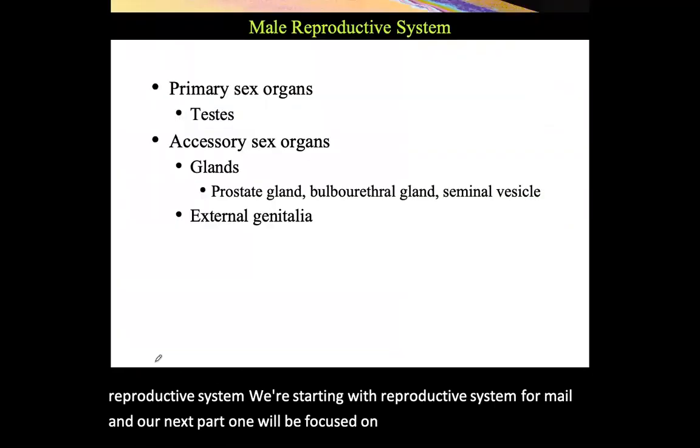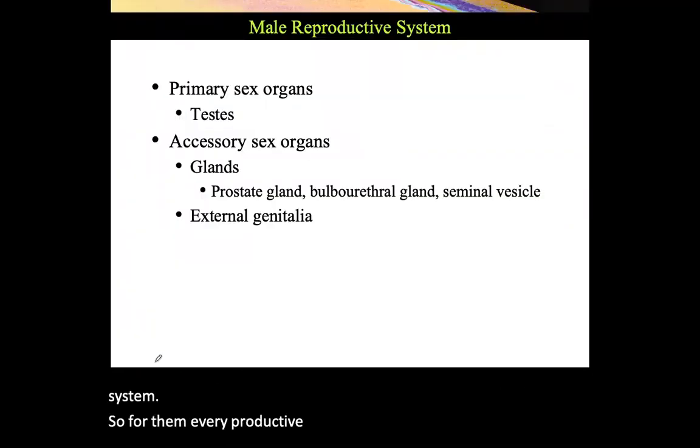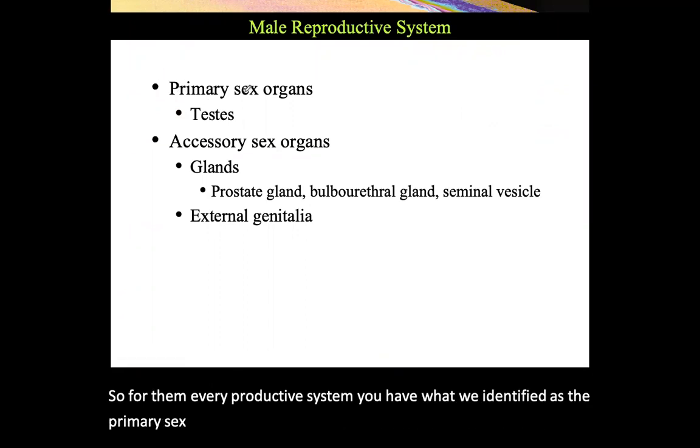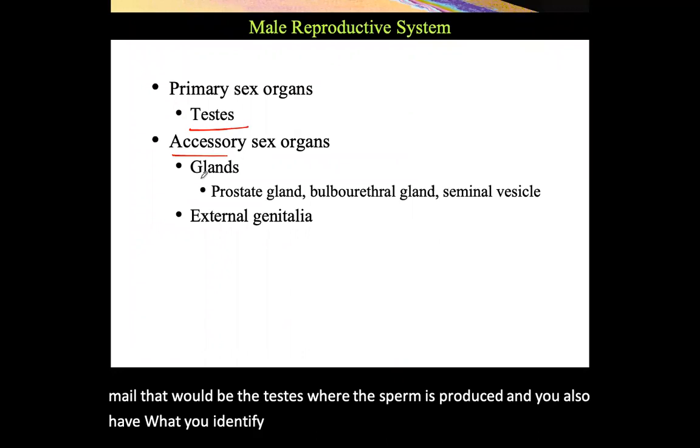So for the male reproductive system, you have what we identify as the primary sex organs, which are also referred to as the gonads. In the case of male, that would be the testes, where the sperm is produced. And you also have what you identify as accessory glands. These accessory organs include glands.